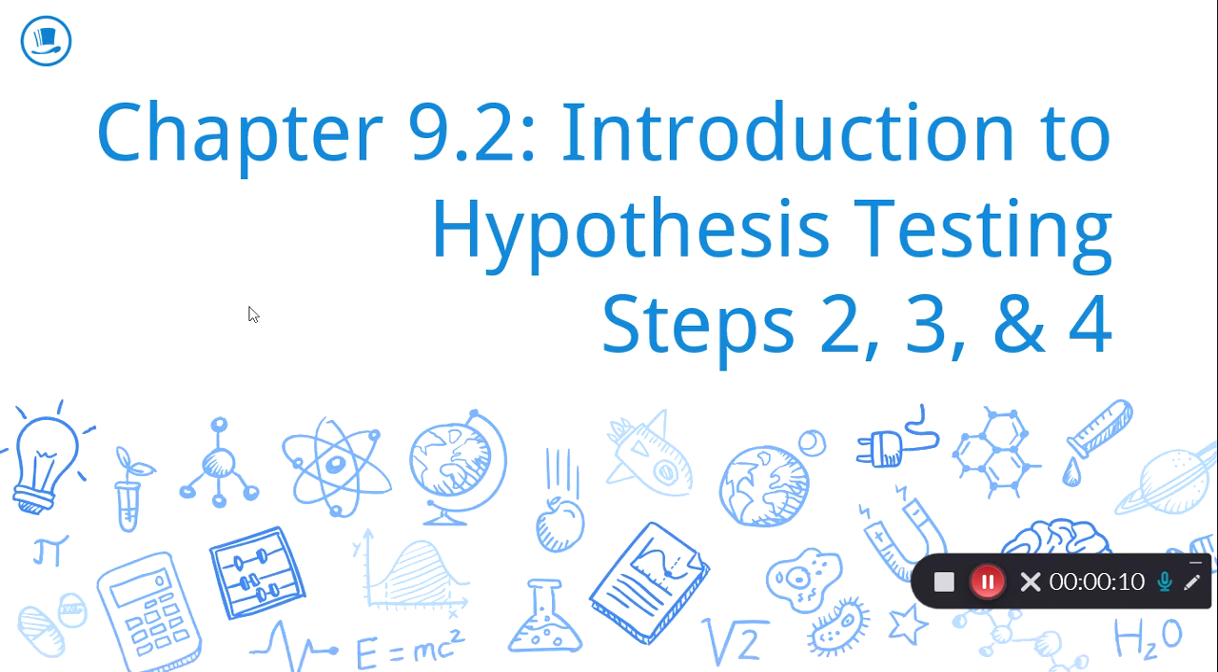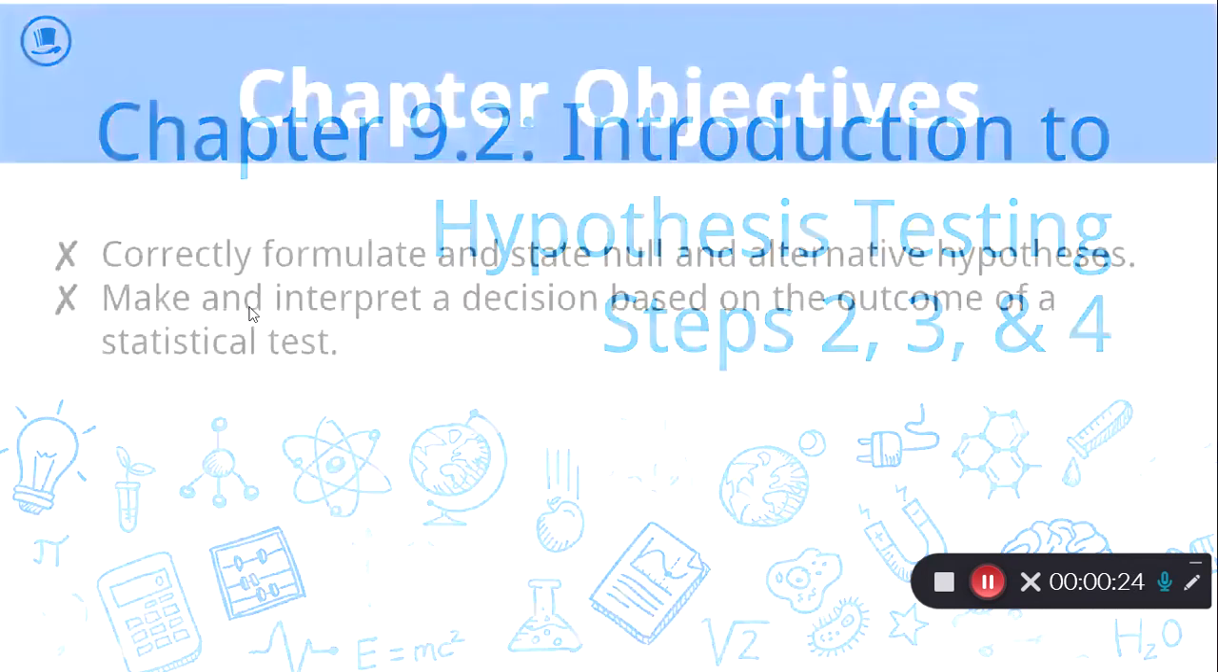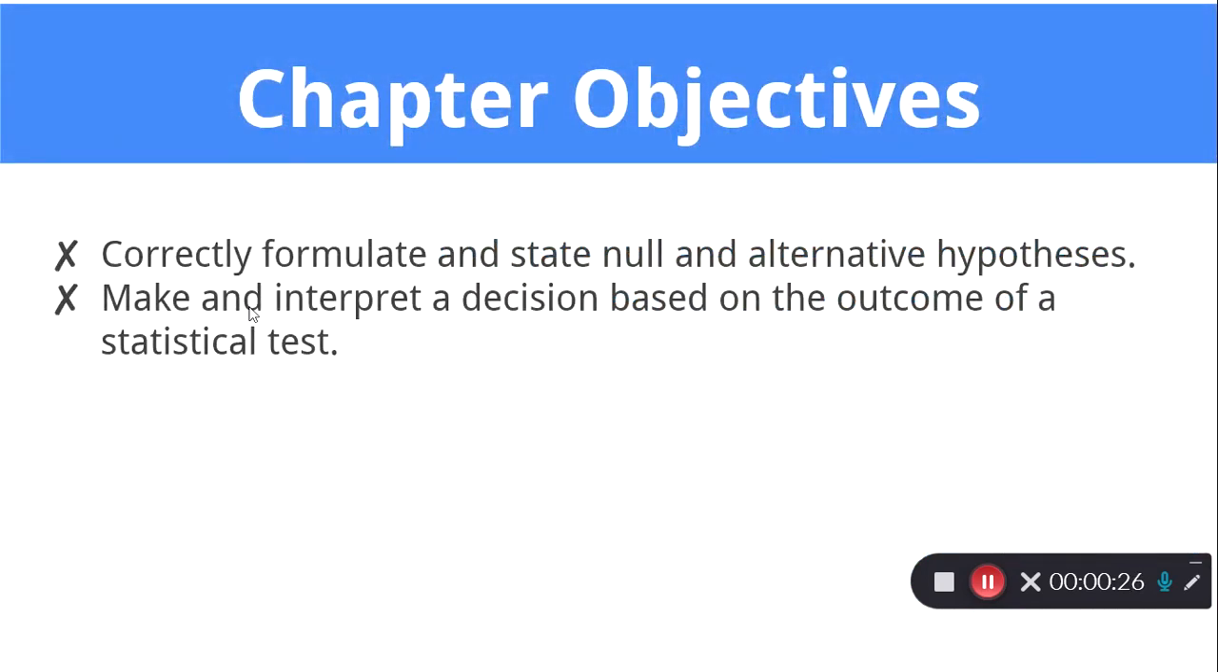So 9.1 was all about forming hypotheses. Now we're going to follow through. Step 2 is the most complicated. Step 3 and 4 really just kind of flow from step 2. At the end of this, you should be able to do both of these things, and these are the same ones that were in 9.1.